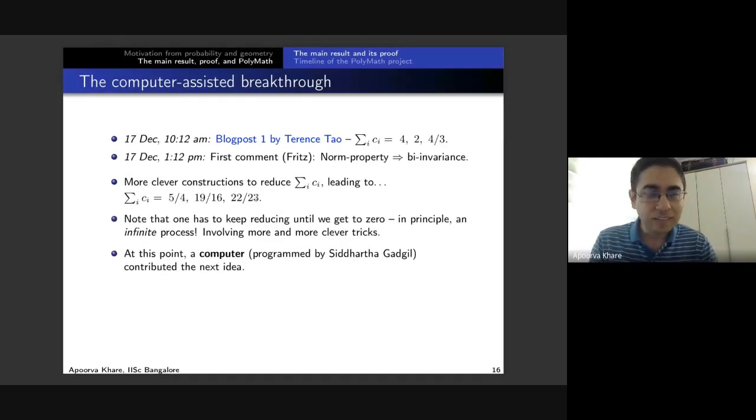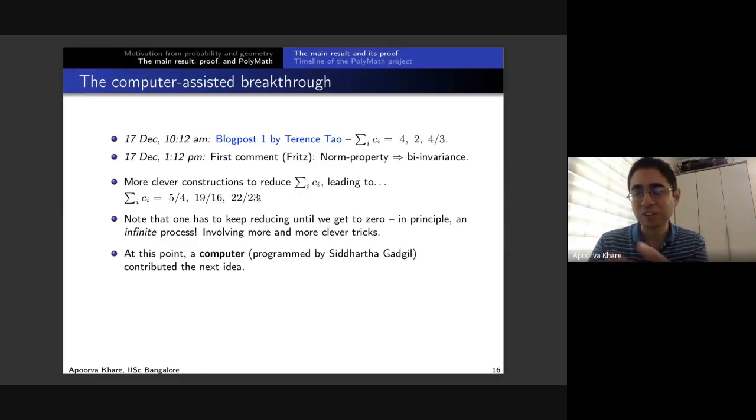But you see that, even at this point, people sort of almost gave up. 22 over 23 itself was very, very hard to get to. And people were trying around the world, therefore the progress was happening around the clock. And I was jet lagged, which is why I was able to follow all of this progress.